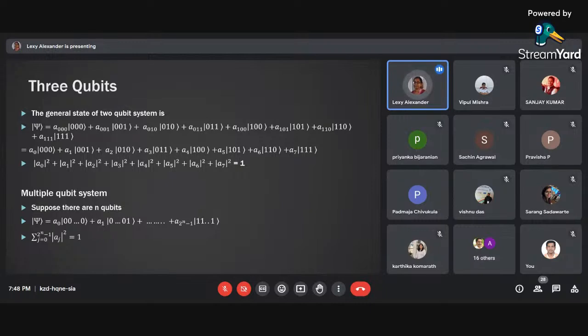So here also this condition should hold: whatever the amplitudes are, the sum of their modulus squares should be equal to 1, because that actually represents the probabilities of measuring that particular component vector.